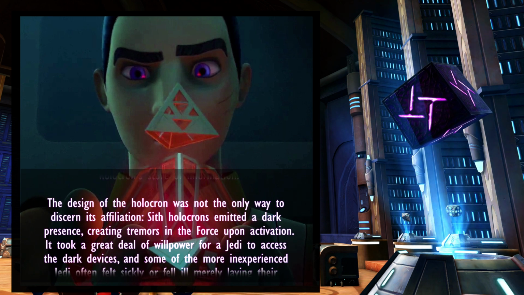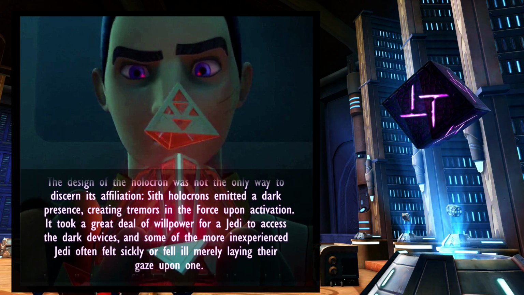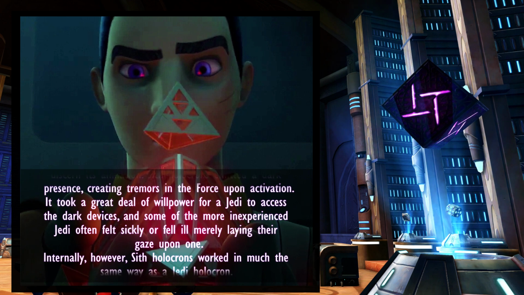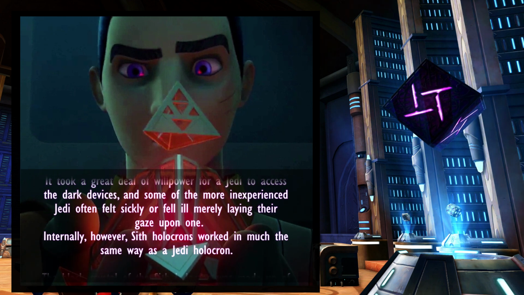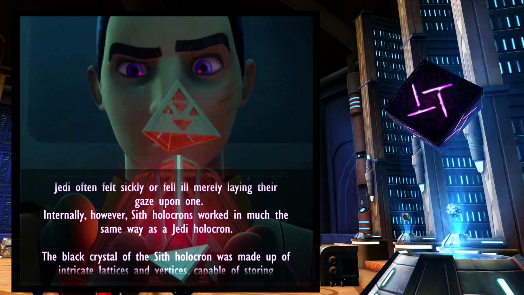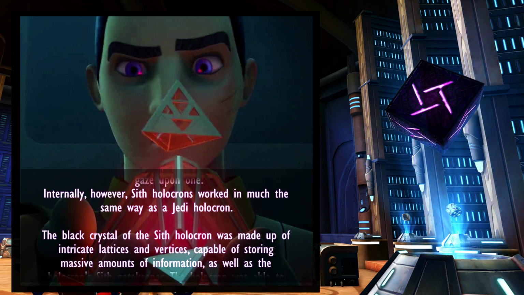The design of the holocron was not the only way to discern its affiliation. Sith holocrons emitted a dark presence, creating tremors in the Force upon activation. It took a great deal of willpower for a Jedi to access the dark devices, and some of the more inexperienced Jedi often felt sickly or fell ill merely laying their gaze upon one.